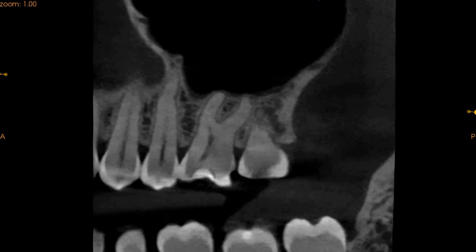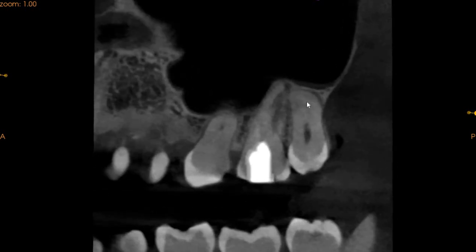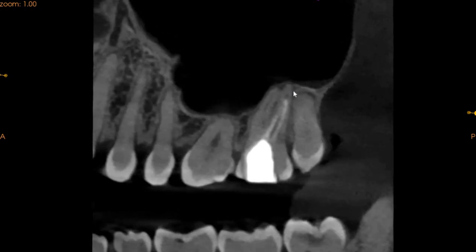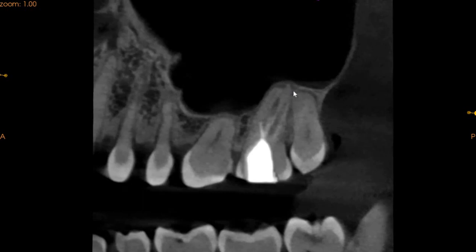On the sagittal view, you will be able to see that this is where the roots of the wisdom tooth curve and are bulbous singular roots. They are fused together, but they are very closely associated to the distobuccal root of the upper left second molar.